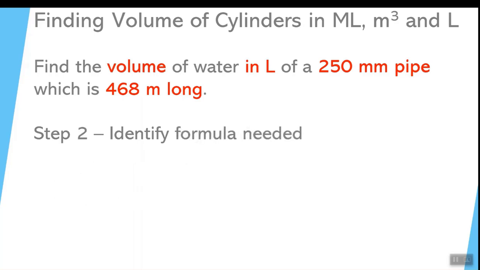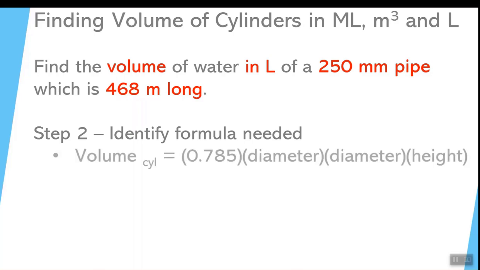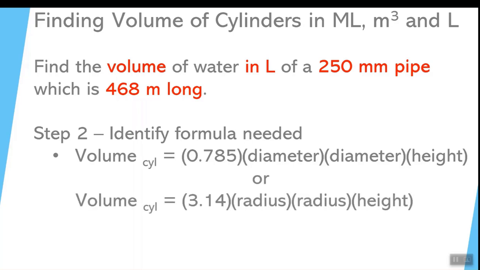Now, we're going to take a look at step 2, identifying the formula that's needed. So you could use 0.785 times diameter times diameter times height, or you could use the old trusty pi r squared height. Now, I'm going to strongly encourage you to use the first formula. Why? Because you don't have to do a division to take diameter, the 250, and divide it in half to get to radius. Now, that's a very, very simple mistake that you are preventing.